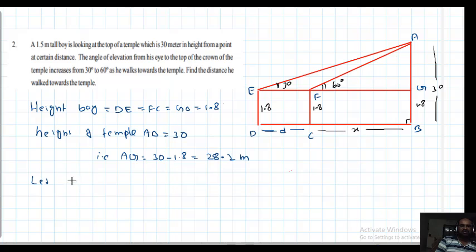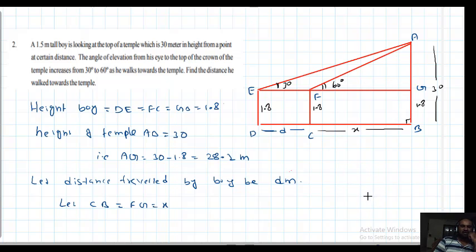Let the distance traveled by the person be d meters. We need to find the d meters. Next, let CB equal FG equal x. If this is x, that also is x, no? That is a rectangle. Now using these two right triangles, I want to solve the problem.